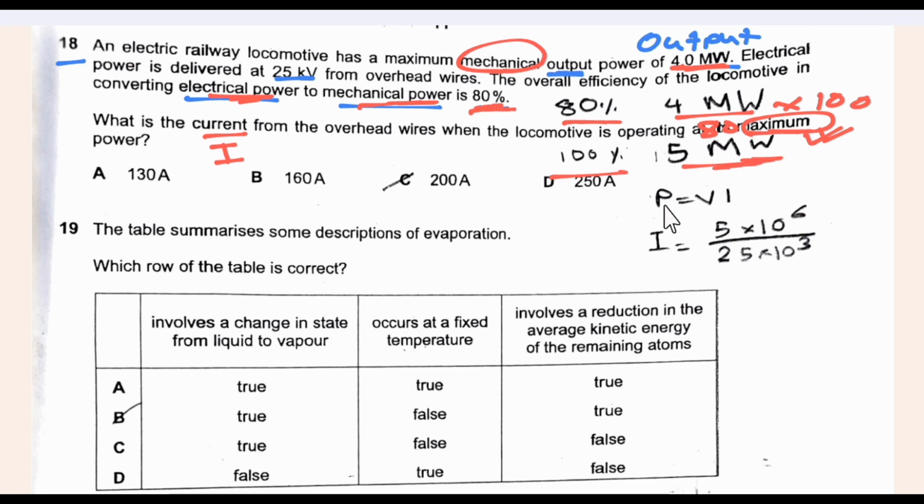We know the power, and we know the equation power is equal to voltage into current, and we need to find the value of current. So current is equal to power by voltage, so 25 kilo, that means 10 to the power 3 volt. After substituting the value, we get the current as 200 ampere.